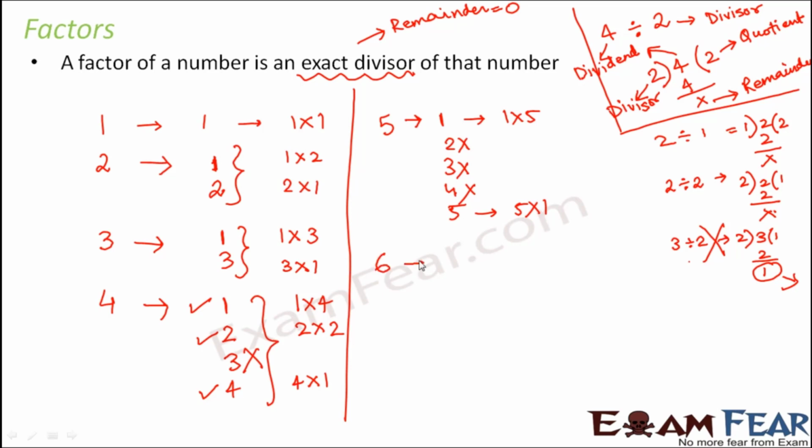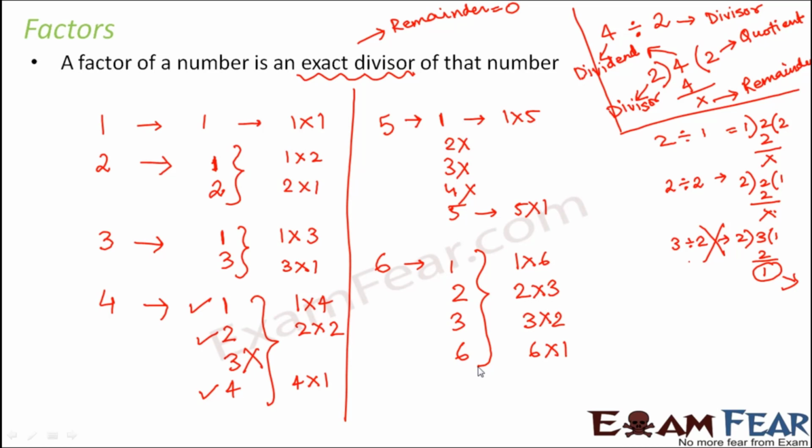Let's look at 6. In case of 6, 1 is a factor because 1 into 6 is equal to 6. 2 is also a factor because 2 into 3 is equal to 6. 3 is also a factor because 3 into 2 is equal to 6. What about 4? No, 4 is not a factor. 5 is also not a factor, but 6 is a factor because 6 into 1 is equal to 6. Therefore, 1, 2, 3 and 6 are the factors of 6.